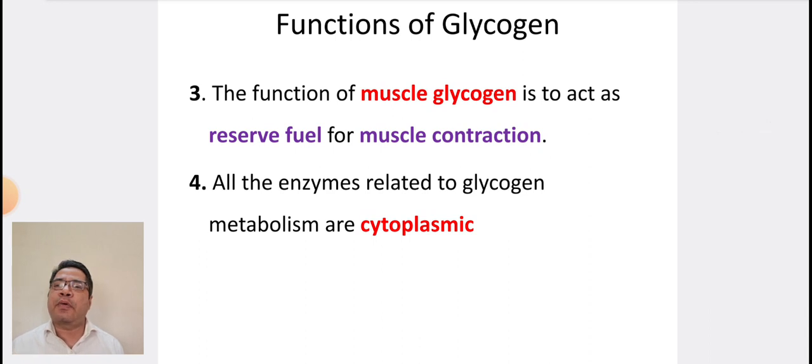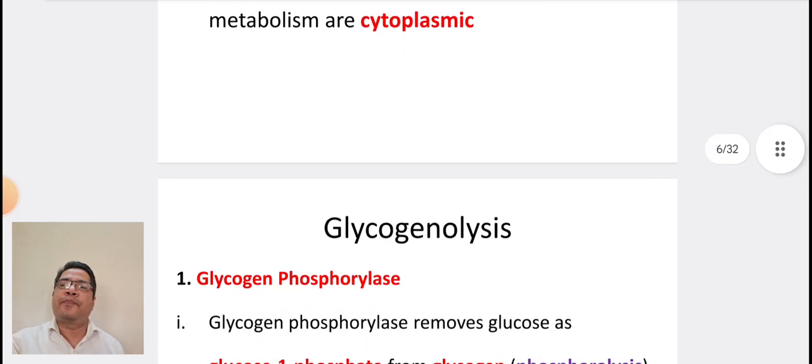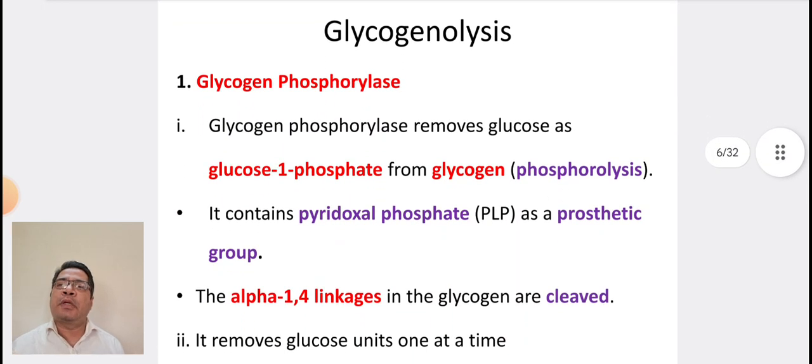The function of muscle glycogen is to act as reserve fuel for muscle contraction. All the enzymes related to glycogen metabolism are cytoplasmic. Coming to the next point, glycogenolysis. Glycogen phosphorylase removes glucose as glucose 1 phosphate from glycogen. It contains pyridoxal phosphate, that is PLP, as a prosthetic group. The alpha 1,4 linkages in the glycogen are cleaved. It removes glucose units one at a time.